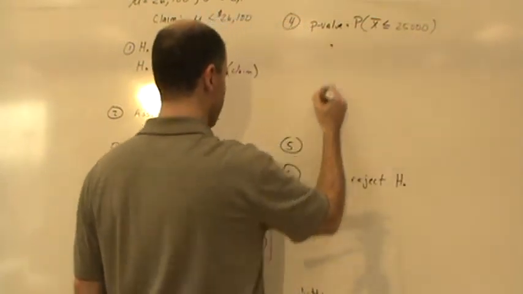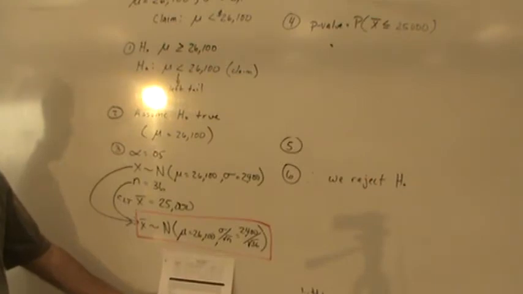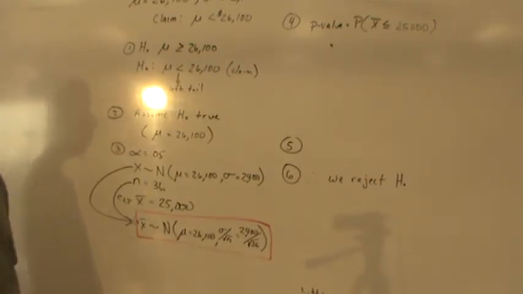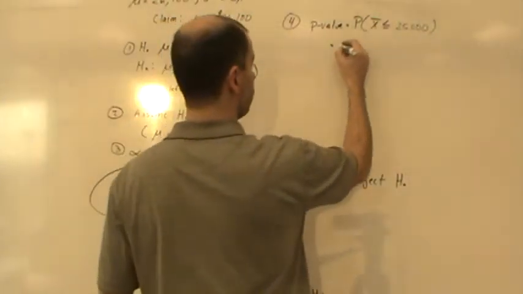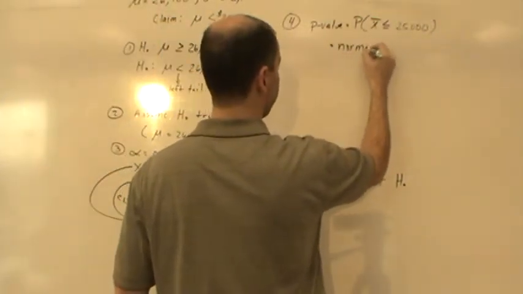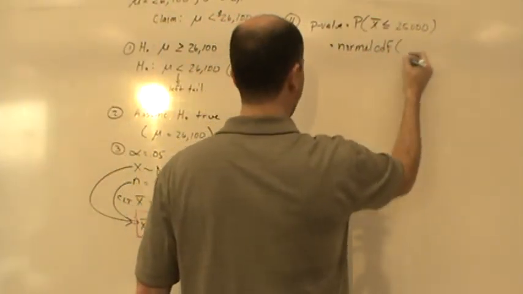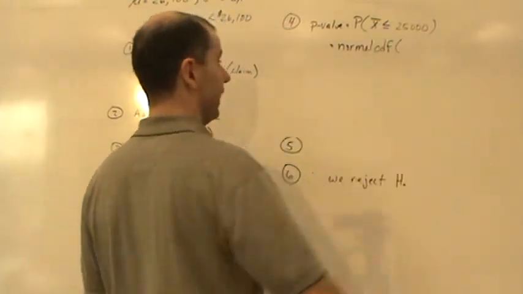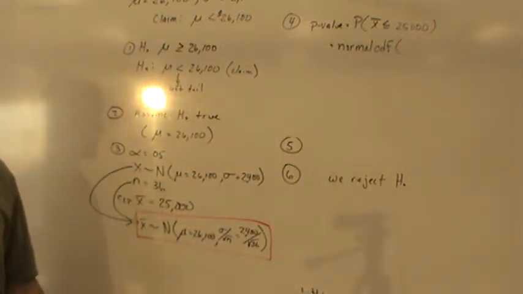So now, because we know that the distribution is normal, we're going to use this information in our calculator to find the probability. So we're going to use normal CDF. And the lower bound in this case is going to be what? Well, it's going to be 0, right?